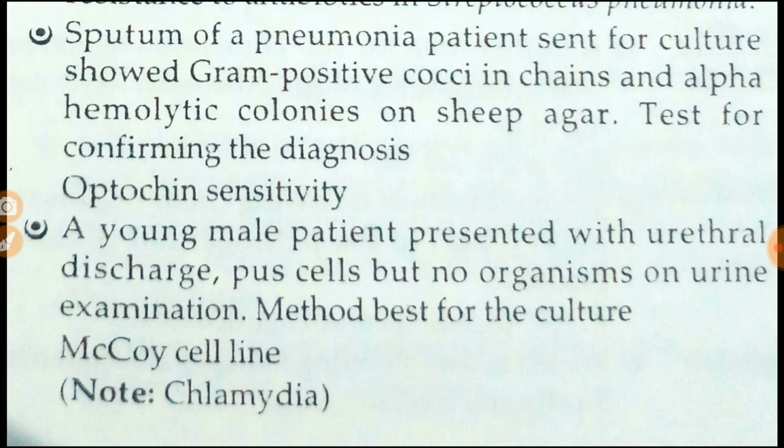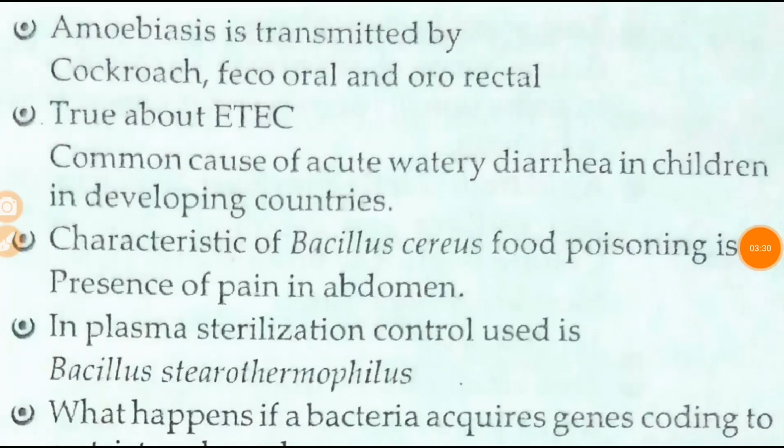Next, a young male patient presented with urethral discharge, with pus cells but no organism on urine examination. The best method for culture is McCoy cell line, for Chlamydia infection. Amebiasis is transmitted by cockroach, fecal-oral and oro-rectal route. True about ETEC, enterotoxigenic E. coli: it is a common cause of acute watery diarrhea in children in developing countries, and also of traveler's diarrhea. A characteristic of Bacillus cereus food poisoning is abdominal pain.